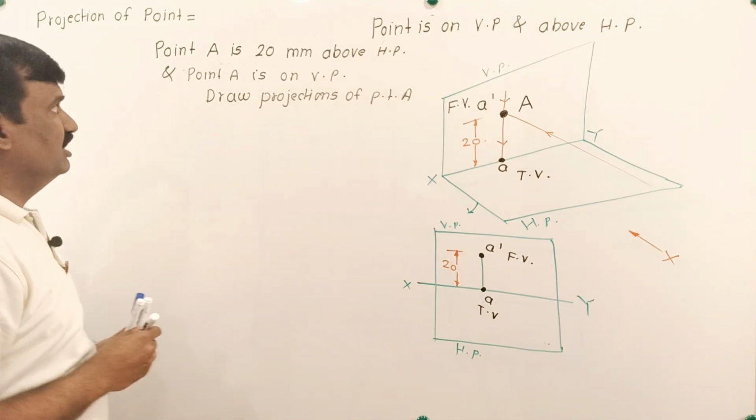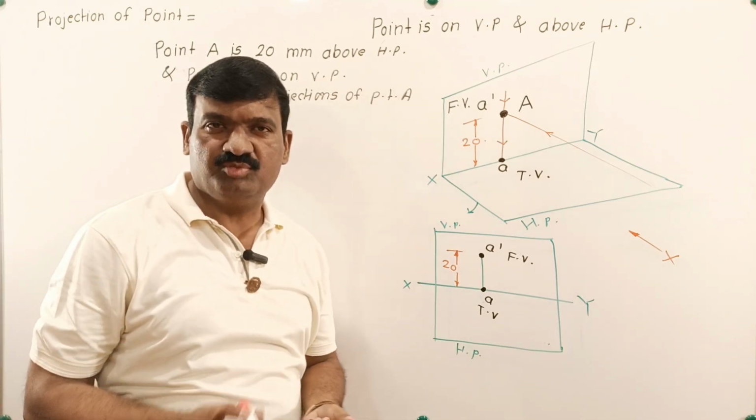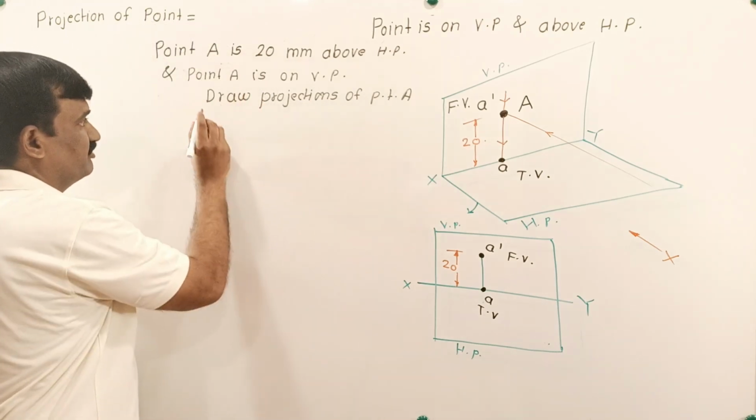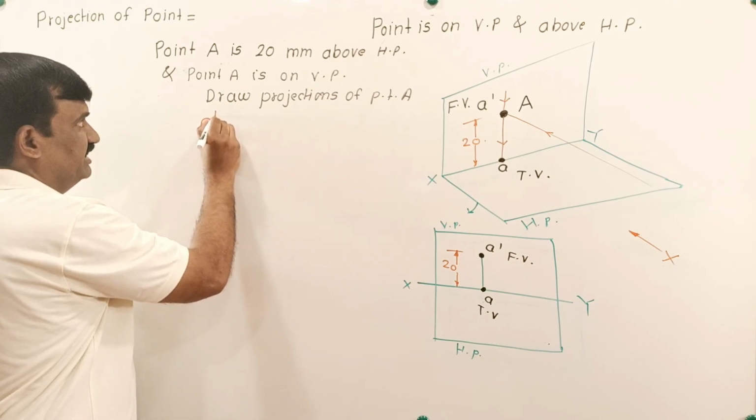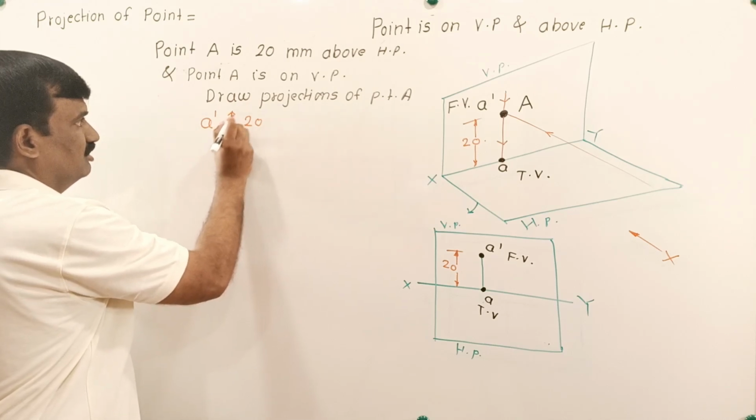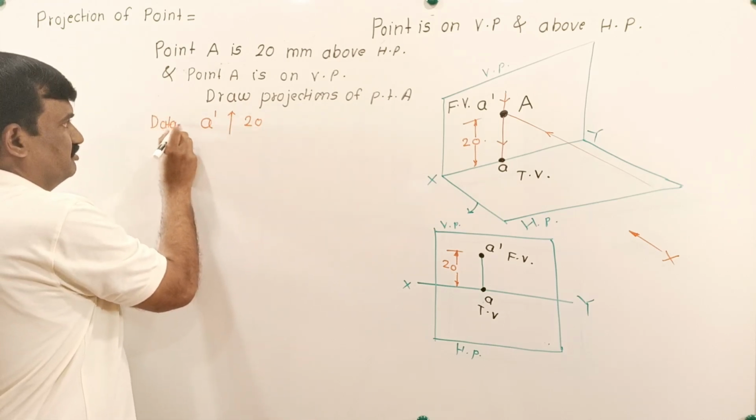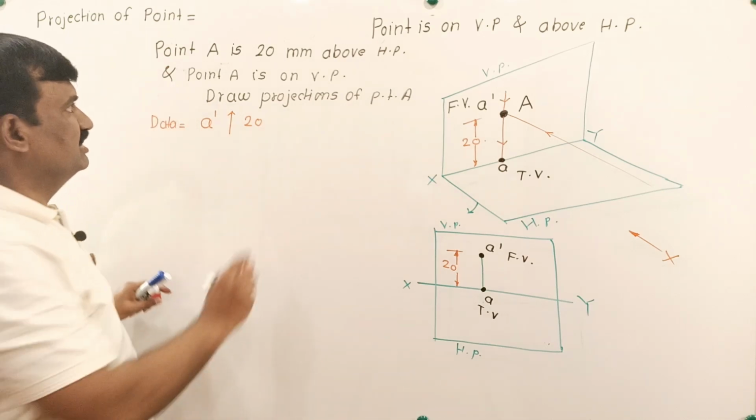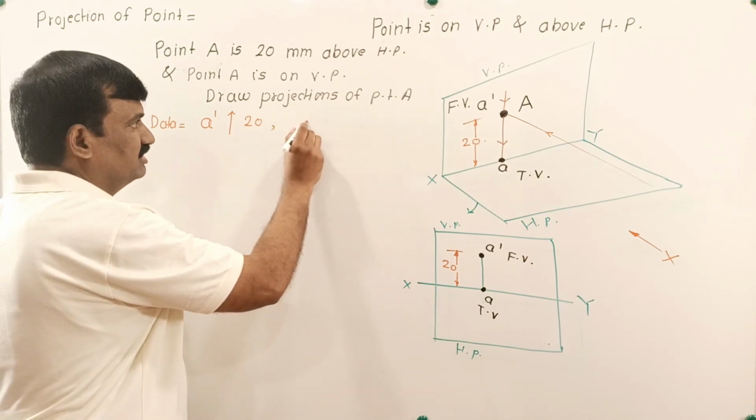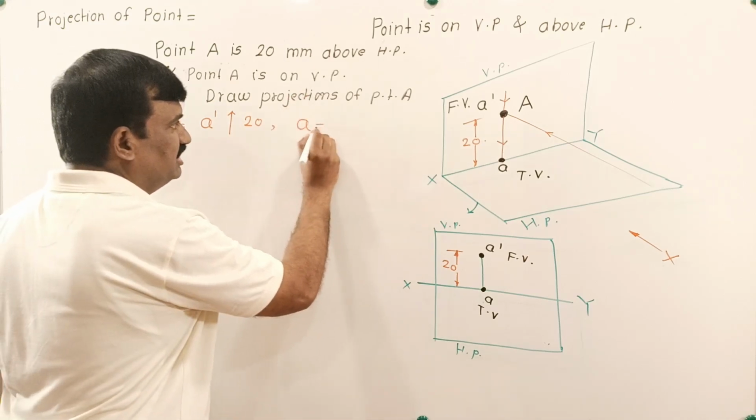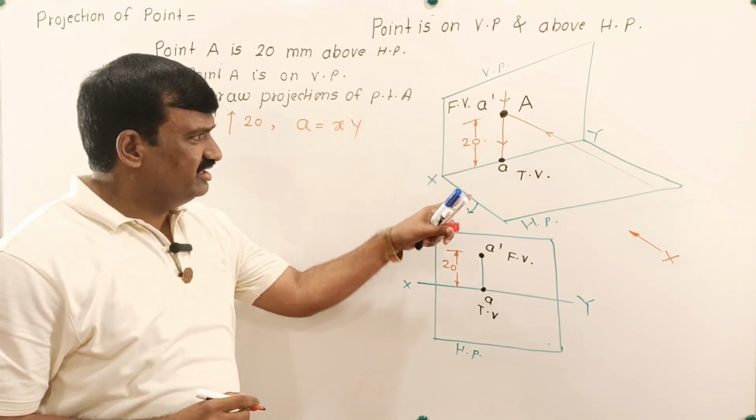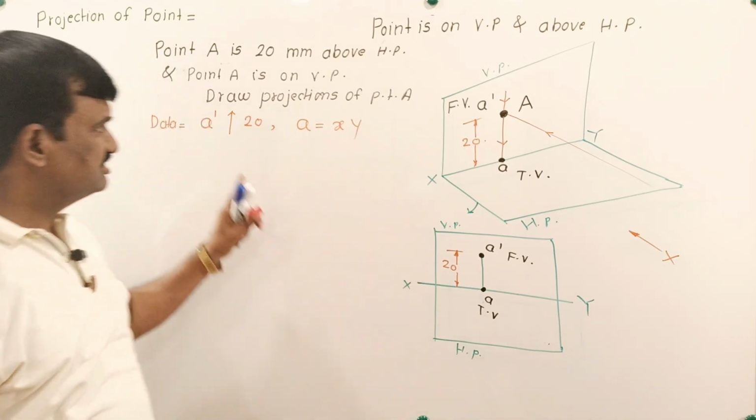Point A is 20 mm above HP. When any point is above HP, then its front view is drawn above the XY line. What is the front view of capital A? Small a dash. Distance is 20 mm above HP and its front view is drawn above the XY line. So I will draw an upward arrow above the XY line. But point A lies on VP. When any point is on VP, then the top view of capital A, small a, lies on the XY line. Okay. So 3D, HP, VP are not needed, just remember the concepts.